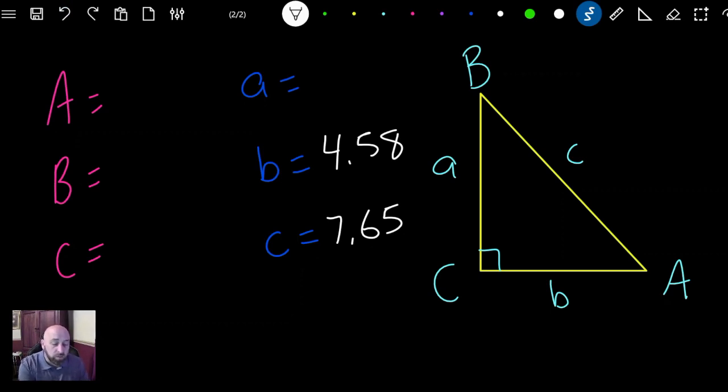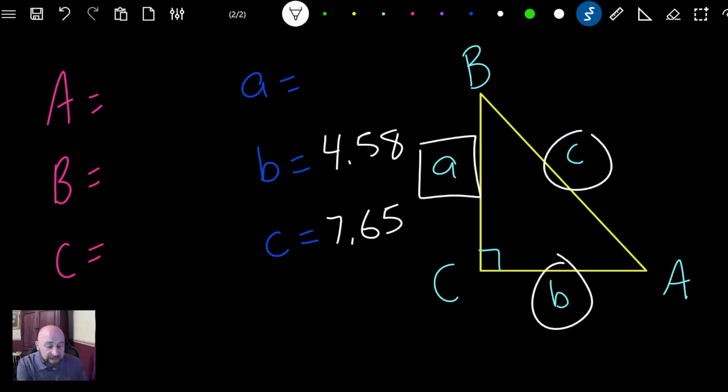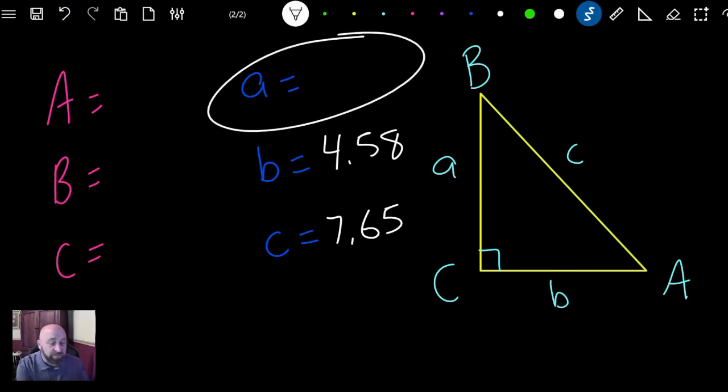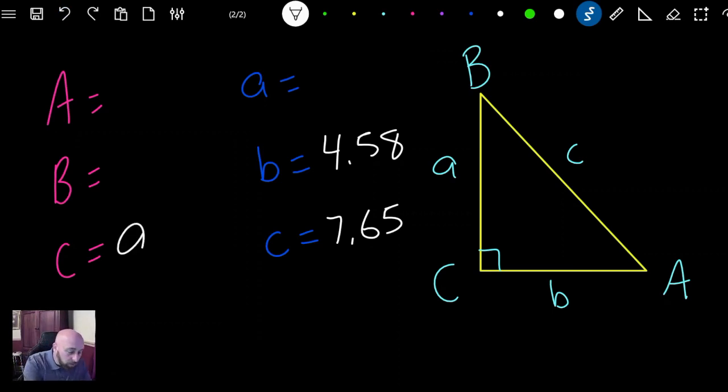What can we do here? Since we have B and C, we can actually find A using Pythagorean's theorem. A squared plus B squared equals C squared. We can use that to find A this time. We always know that C is going to equal 90 degrees. And so if you look back at the example in your book, you can see where it went through Pythagorean's theorem, we get 6.13. So A equals 6.13.